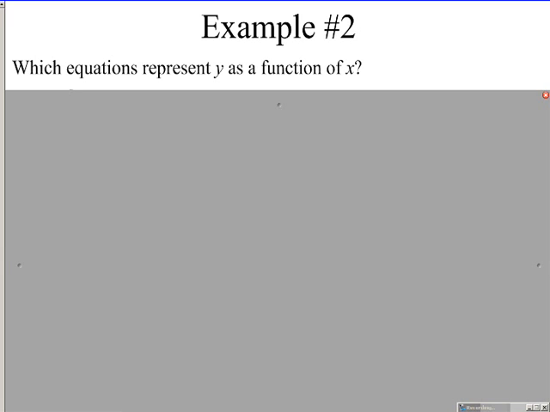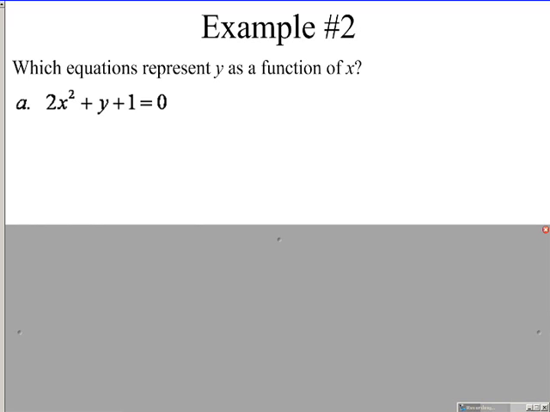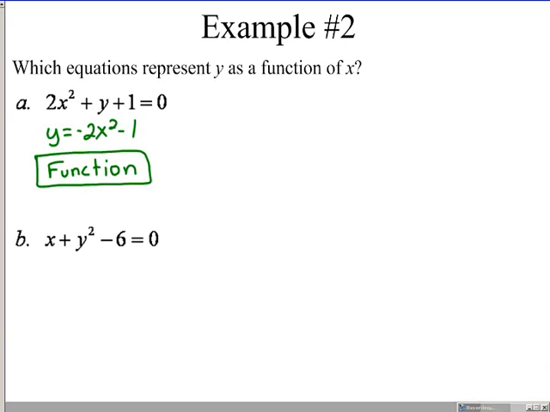Which equations represent y as a function of x? Looking at this first equation, 2x squared plus y plus 1 equals 0, we need to decide, is this a function? In order to do that, solve for y. So I'm going to subtract the 2x squared over, and subtract the 1 over. Is this equation a function? In this case, yes. There can never be a single value that I put in for x where I'm going to get two different y values out. Therefore, this is a function.